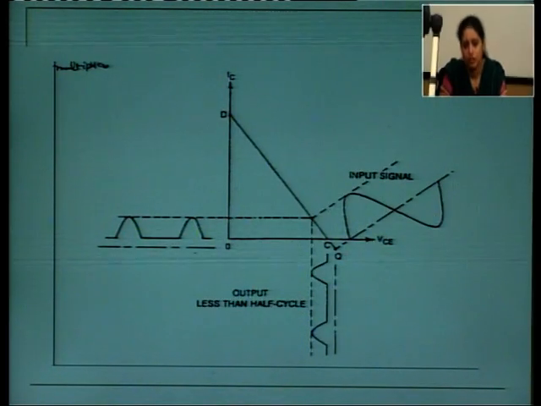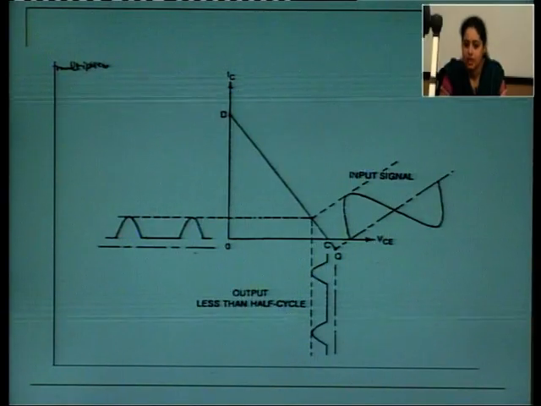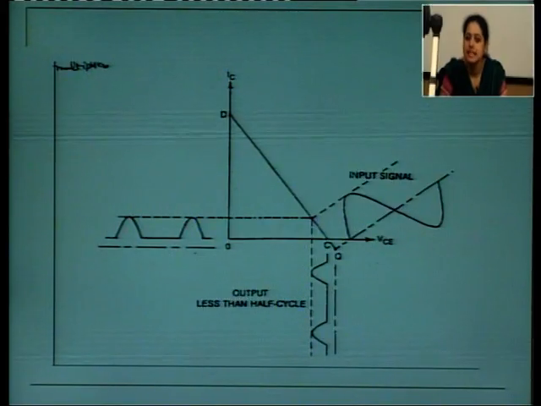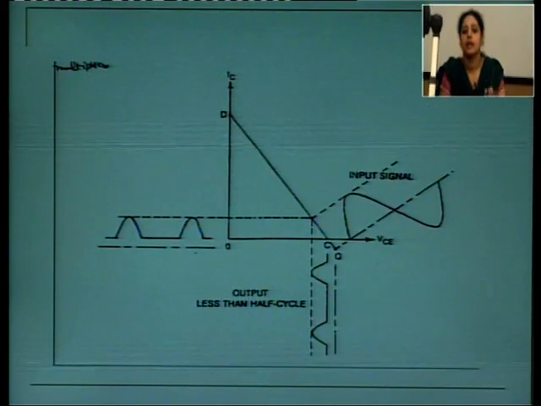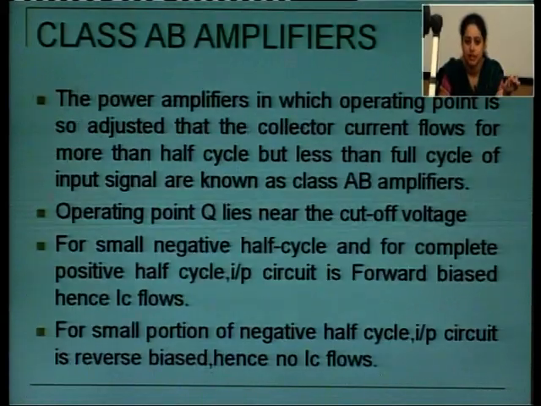So why do we go for class C amplifiers? Your efficiency is high, and they amplify a particular power gain range, so these are used for one particular tuned frequency. So class C amplifiers can be employed in tuned voltage amplifiers. That is an advantage of class C amplifiers. These are used as tuned amplifiers, and higher collector efficiency is there.